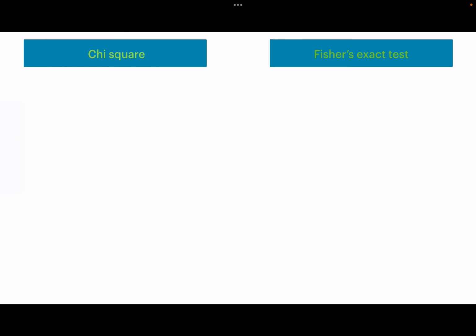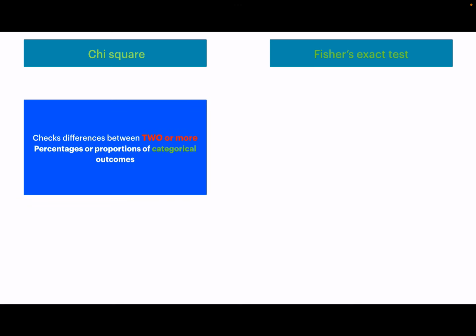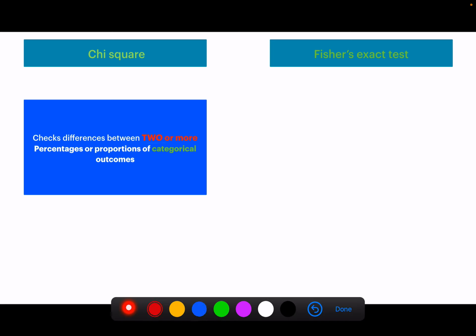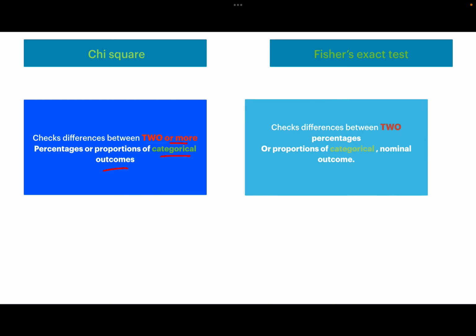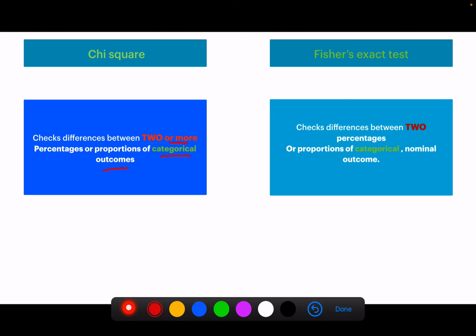Okay, about chi-square and Fisher exact test. We use the chi-square and Fisher exact test in categorical data. We use them to check differences between two or more percentages or proportions of categorical outcomes. We use the Fisher exact test in this, but only on two. There is a difference between chi-square and Fisher exact test. We use them with two percentages and categorical data, but there is a difference between them.